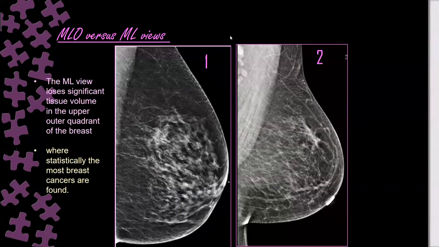The MLO loses significant tissue volume in the upper outer breast, because here we are going along the pectoralis. You see, much of the breast tissue in the upper outer quadrant will be missed on the lateral view, which is statistically the most common location of breast cancer. That is why they recommend the MLO as the standard mammographic view rather than a lateral view. Because the MLO gets extra tissue without extra exposure, by laying the detector obliquely rather than perpendicular, you get more coverage of the breast without doing an additional view.